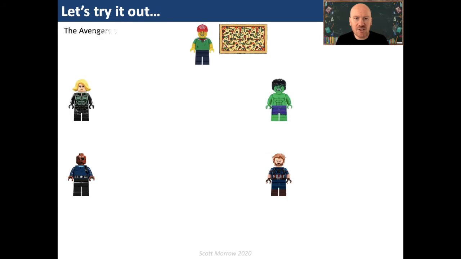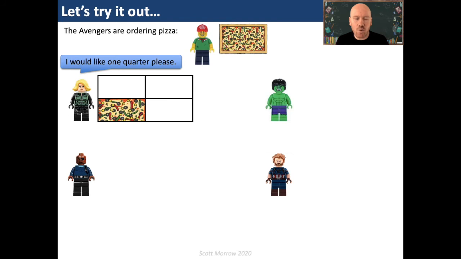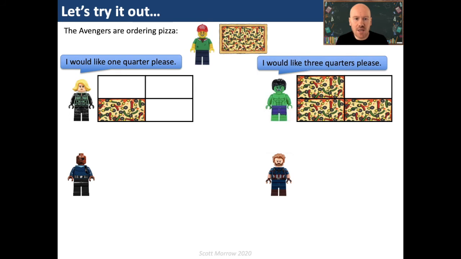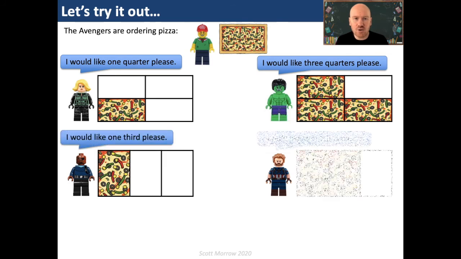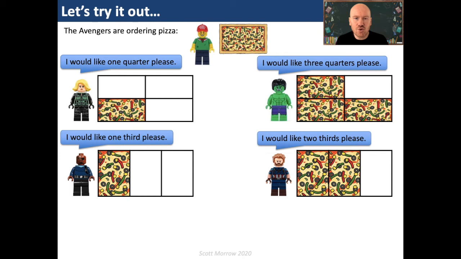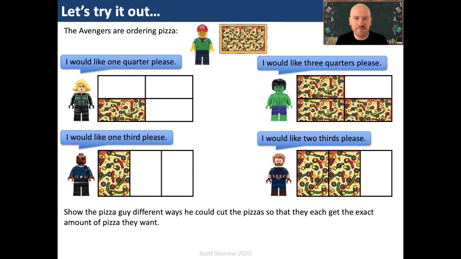It's time to try that out. Can we use that success criteria in order to make equivalent fractions and solve the following problems? The Avengers are ordering pizza and Black Widow is saying, "I would like 1/4 of a pizza, please." The Hulk would like 3/4, Nick would like 1/3, and Captain America would like 2/3. Can you show the pizza guy different ways he could cut the pizzas so that they each get the exact amount of pizza they want?